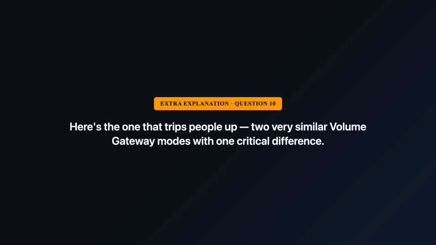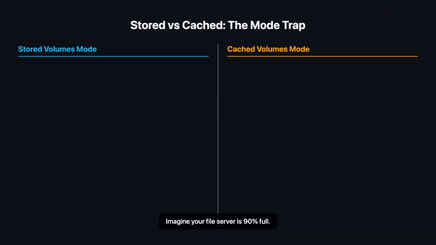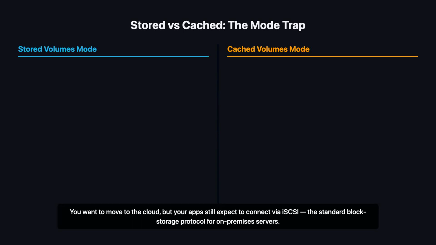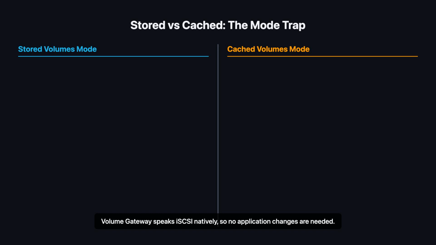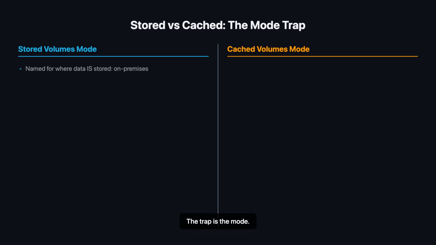Here's the one that trips people up. Two very similar volume gateway modes with one critical difference. Imagine your file server is 90% full. You want to move to the cloud, but your apps still expect to connect via iSCSI, the standard block storage protocol for on-premises servers. Volume Gateway speaks iSCSI natively, so no application changes are needed. The trap is the mode.